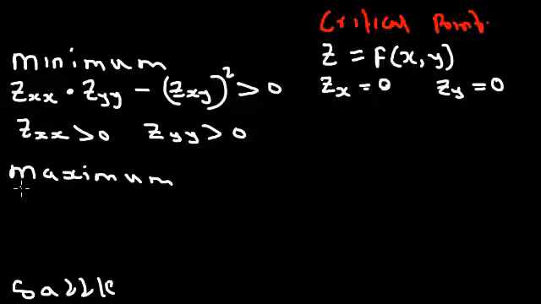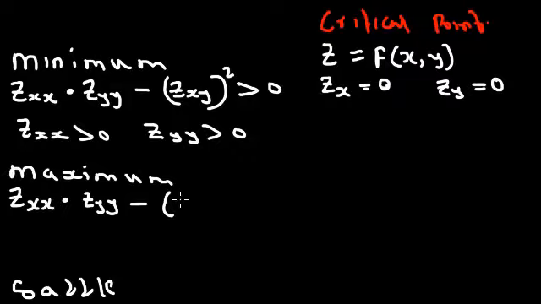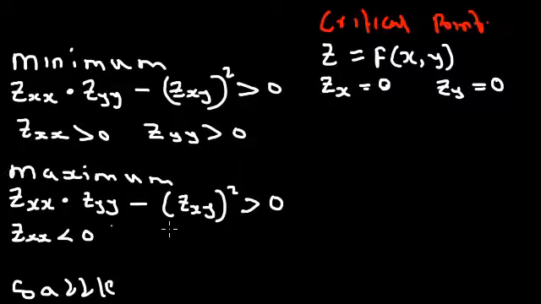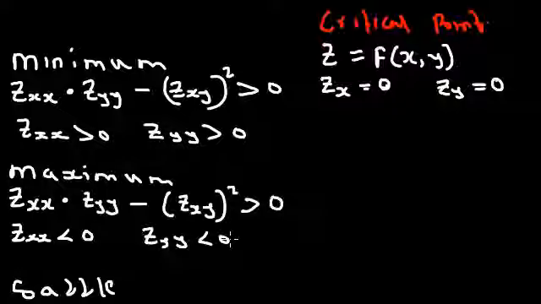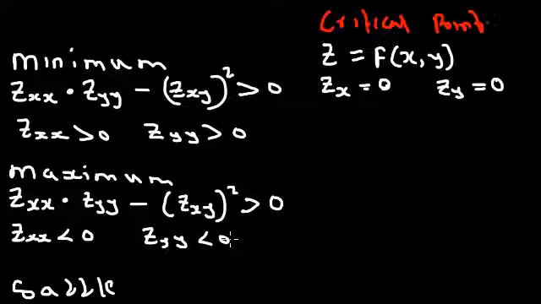Now, for maximum, this is the condition. It's similar to this, but with slight changes. The product of the pure second partial derivatives of z with respect to x and y, minus the square of the cross second partial derivative, must be greater than 0. But now, z of xx will be less than 0, and z of yy would also be less than 0. If this all takes place, then your critical point is a maximum point.